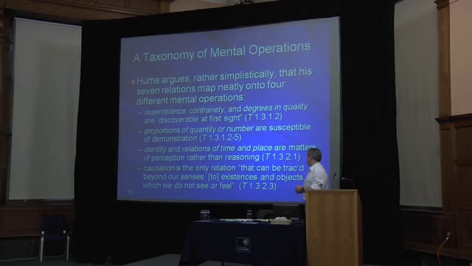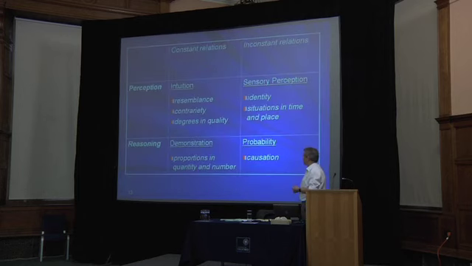Causation is the only relation that can be traced beyond our senses to existences and objects which we do not see or feel. That's really the crucial claim that Hume wants to make. He wants to make the claim that all our reasoning beyond what we perceive depends on causation. That's actually quite a plausible claim. I don't think he makes it any more plausible by placing it within this rather artificial structure. But anyway, there's the structure. You've got constant relations, inconstant relations, you've got perception and reasoning, and you've got 7 relations filling the gaps.